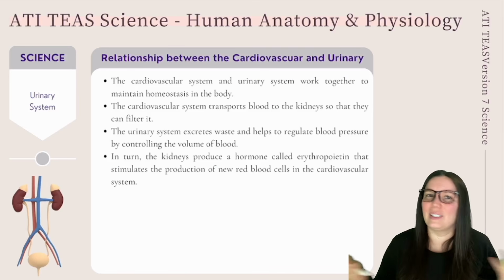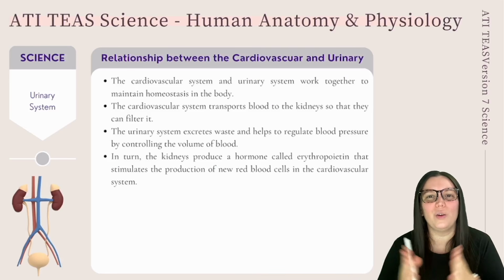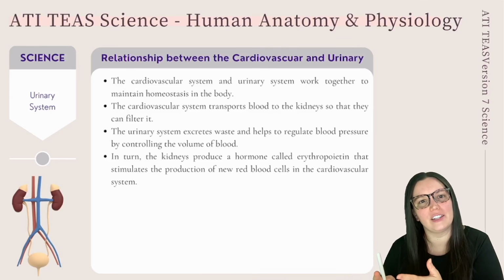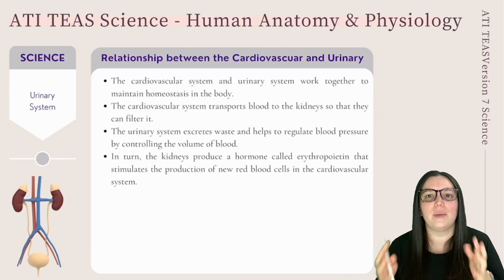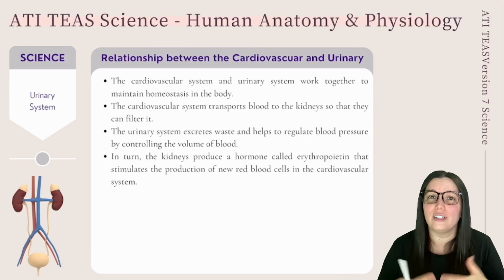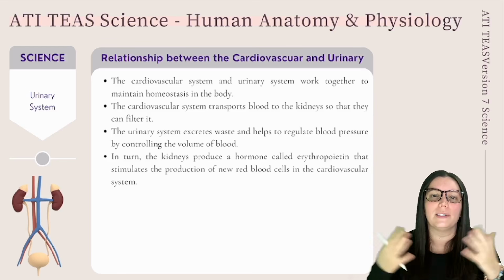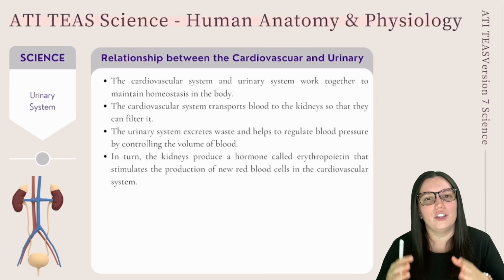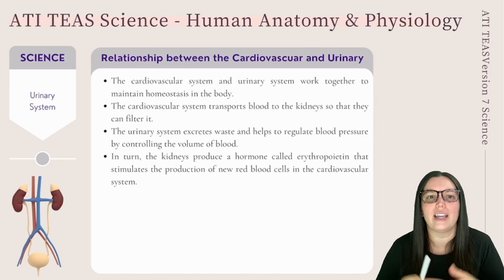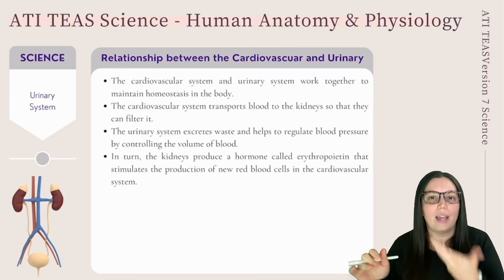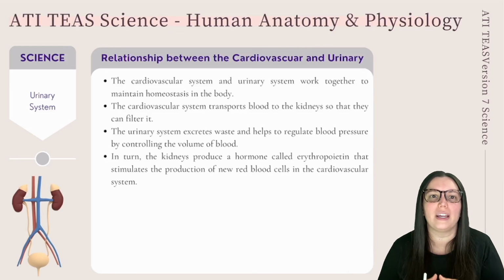As always, these systems are going to talk to each other, right? So what is the relationship between the cardiovascular system and the urinary system? Well, the cardiovascular system and the urinary system really work together to, again, help maintain that homeostasis within the body. The cardiovascular system transports blood to the kidneys so that it can be filtered. The urinary system excretes that waste and helps regulate blood pressure by controlling the volume of blood.